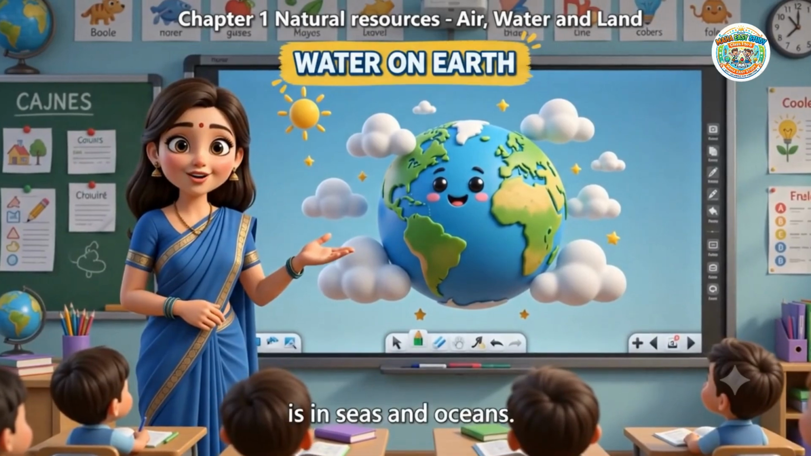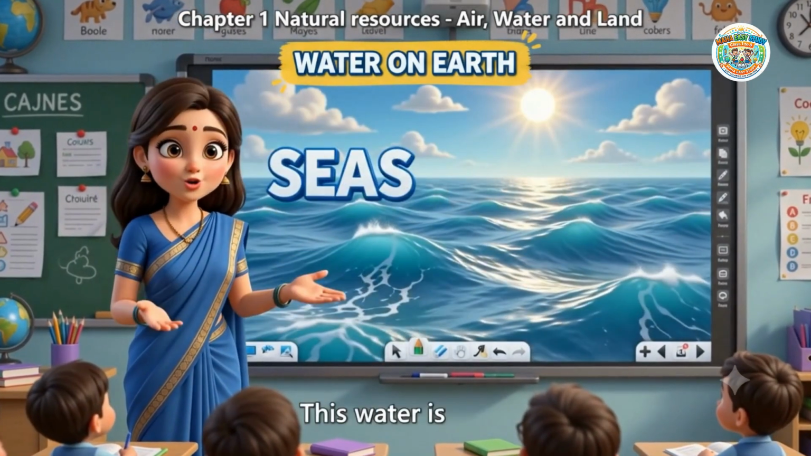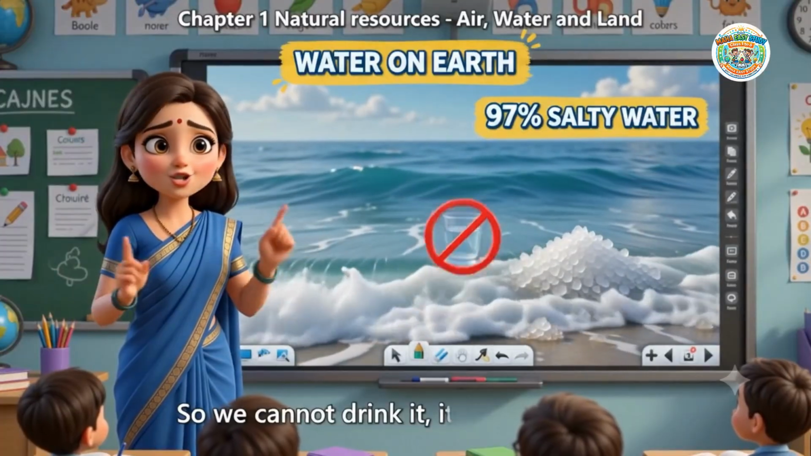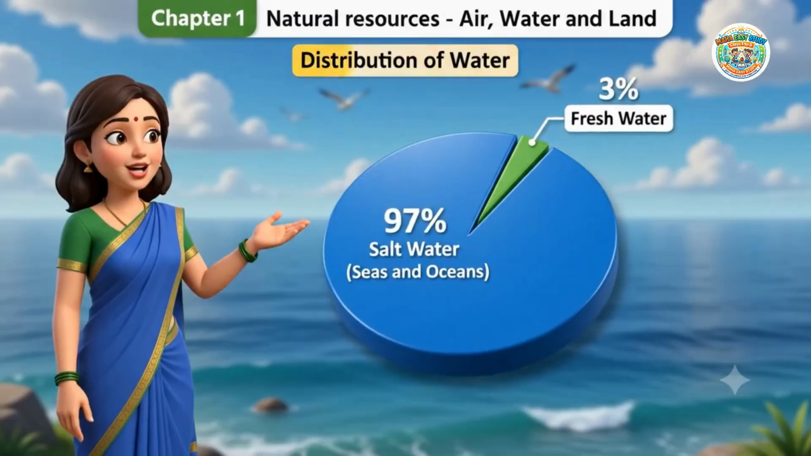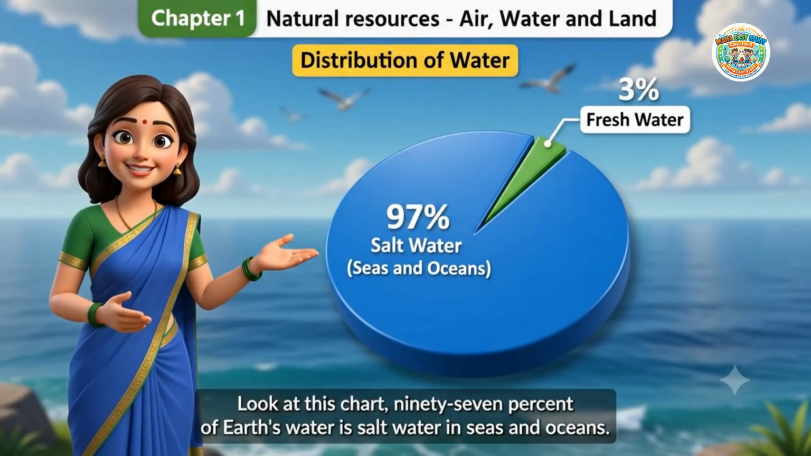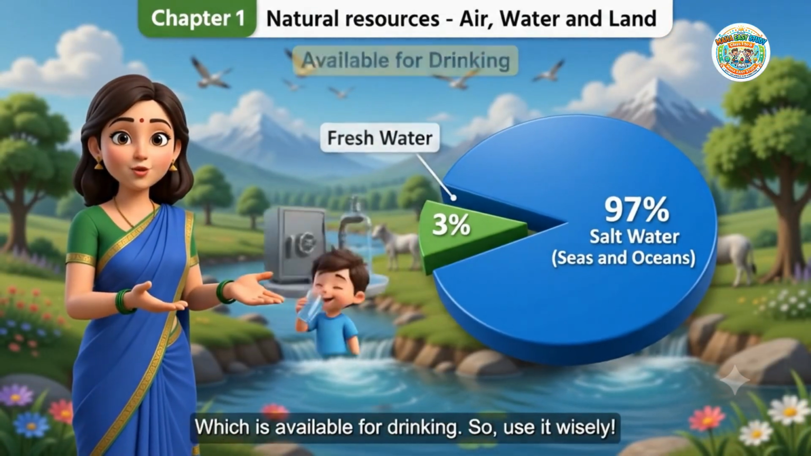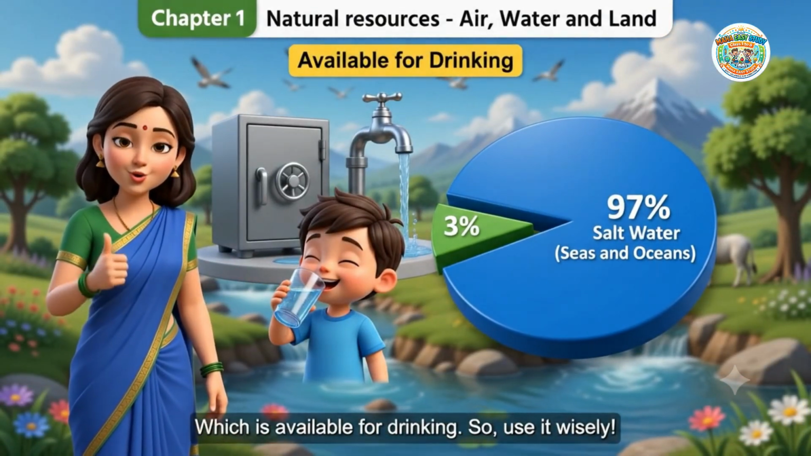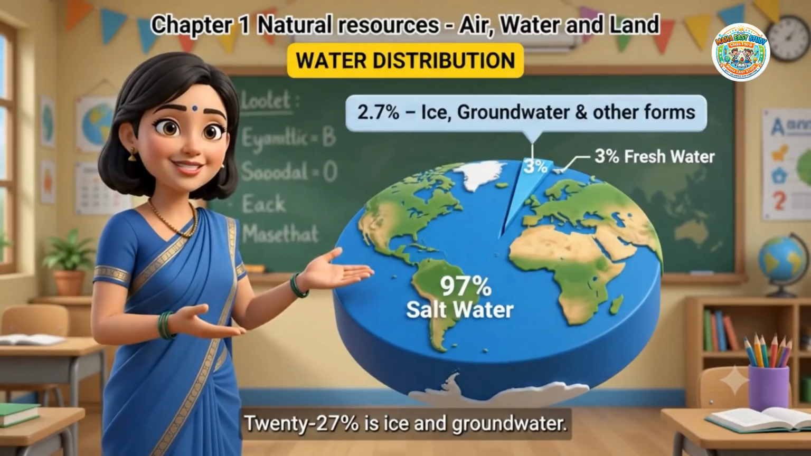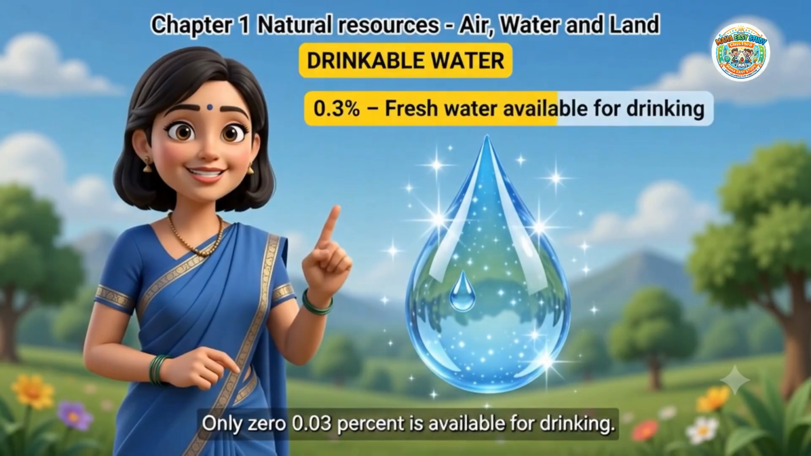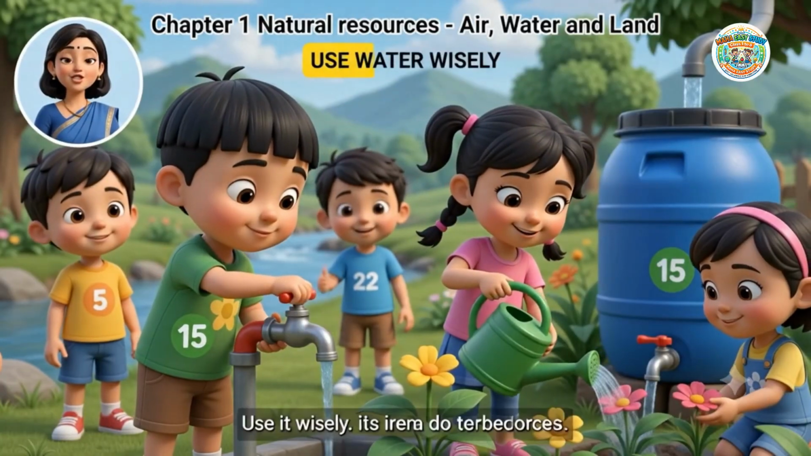Most of the Earth's water is in seas and oceans. This water is salty, so we cannot drink it. Look at this chart, water in seas and oceans. Only a very small amount of water is fresh water, which is available for drinking, so use it wisely. 27% is ice and groundwater. Only 0.3% is available for drinking. Use it wisely.